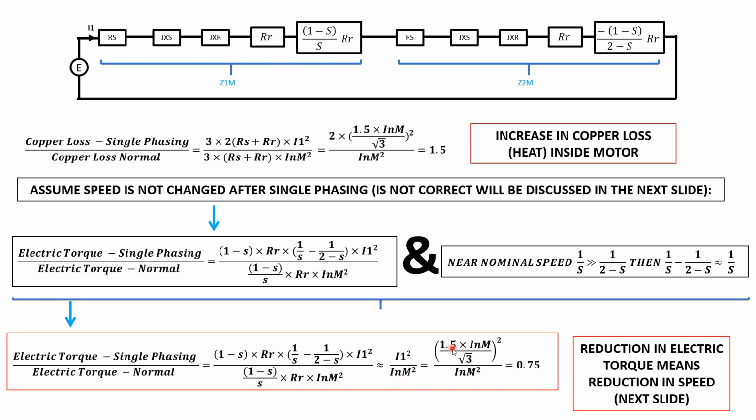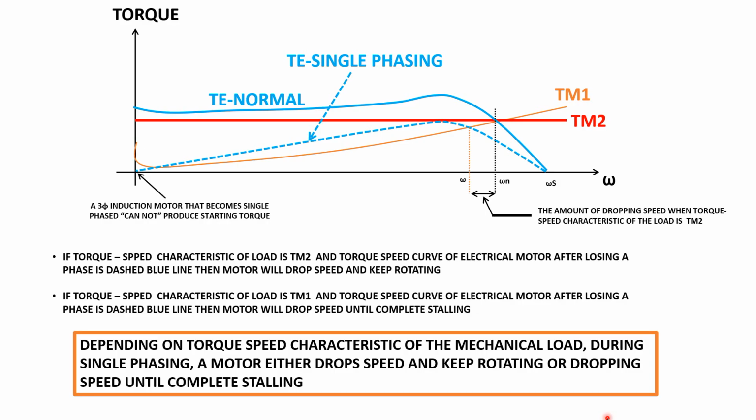And for the positive sequence, again for that typical value, which we can find for 6 times the starting current, 1.5 times the nominal current, and then divided by the square root of 3, because of the relation between I1 and the real motor phase current, we reach a typical value, 0.74. What does it want to say? It wants to say that the electric torque of the motor in single phasing will be reduced. Reduction in electric torque means reduction in speed. We're going to the next slide to explain.